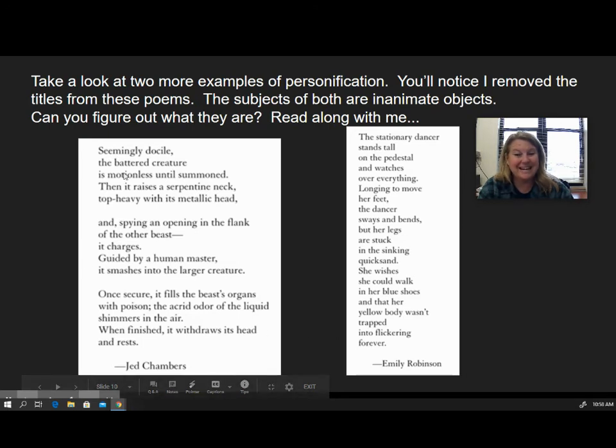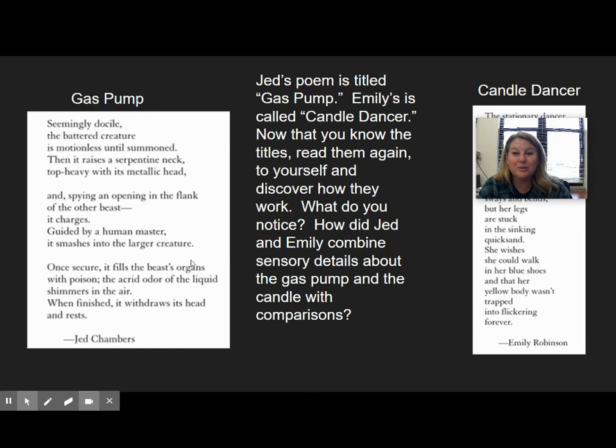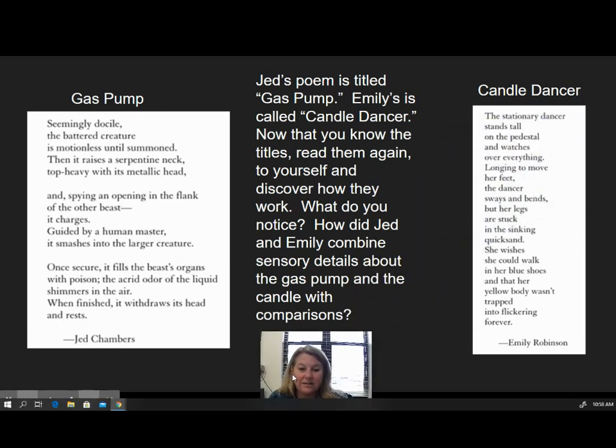Again, this was taking an inanimate object, something that's not alive, and giving it qualities of a person. So I'm going to go ahead and click. The first poem was about a gas pump, and the second poem was about a candle. Jed's poem is titled Gas Pump, Emily's is called Candle Dancer. Now that you know the titles, read them again to yourself and discover how they work. What do you notice? How did Jed and Emily combine sensory details about the gas pump and the candle comparisons?